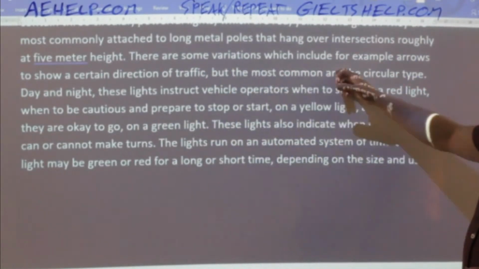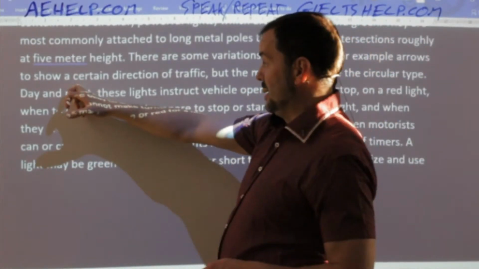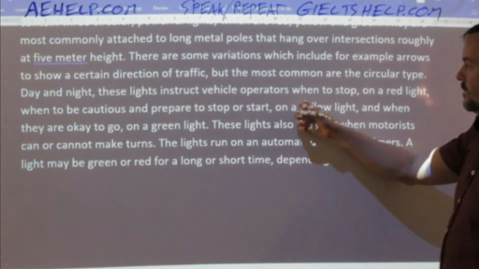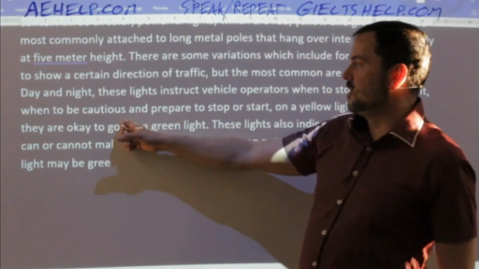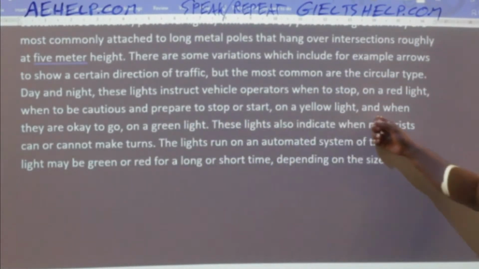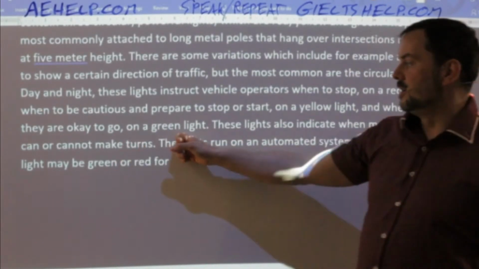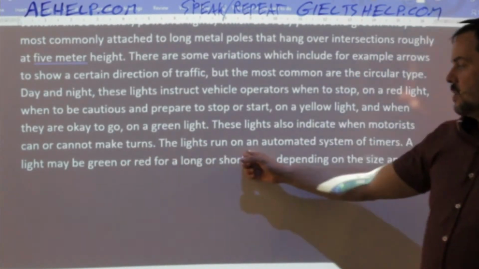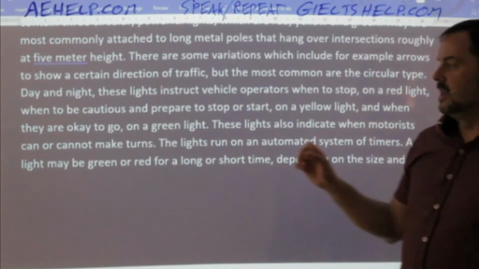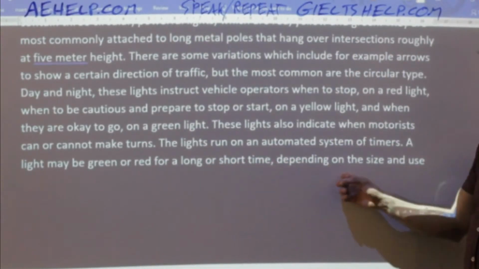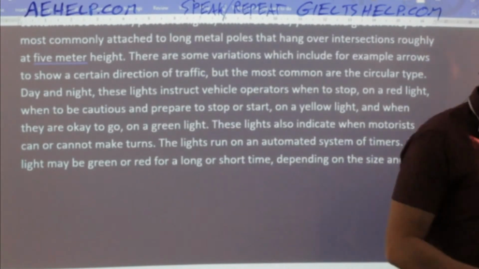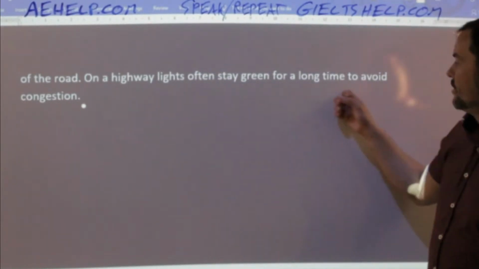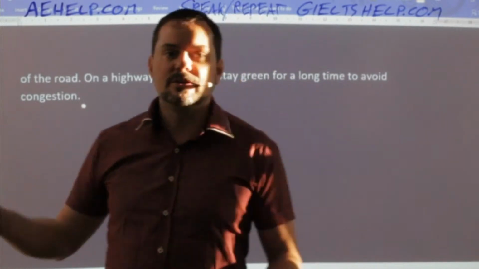So here we go. There are some variations which include, for example, arrows to show a certain direction of traffic, but the most common are the circular type. Day and night, these lights instruct vehicle operators when to stop on a red light, when to be cautious and prepared to stop or start on a yellow light, and when they are okay to go on a green light. These lights also indicate when motorists can or cannot make turns. The lights run on an automated system of timers. A light may be green or red for a long or short time, depending on the size and use of the road. On a highway, lights often stay green for a long time to avoid congestion. Okay?